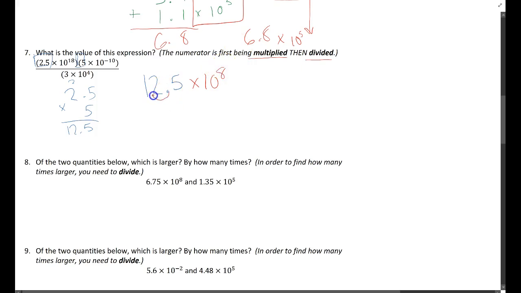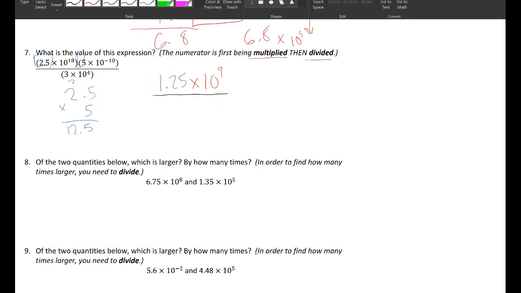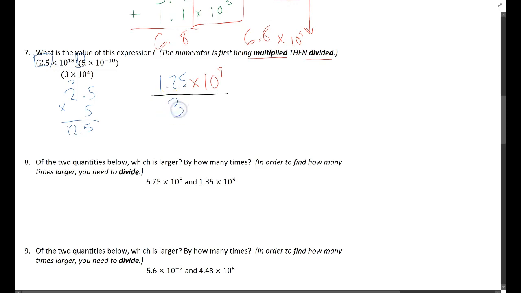However, this is bad scientific notation, so I'm going to move that. I move to the left, so I add 9. So I end up with 1.25 times 10 to the 9, all of that over 3 times 10 to the 4.